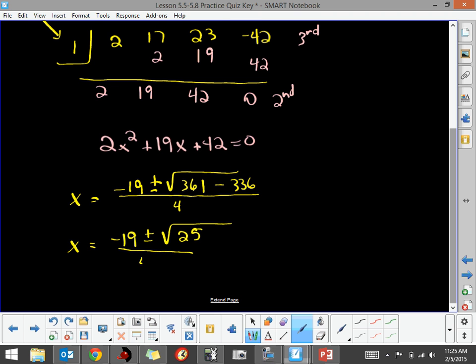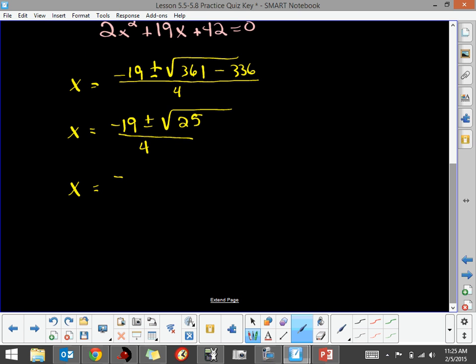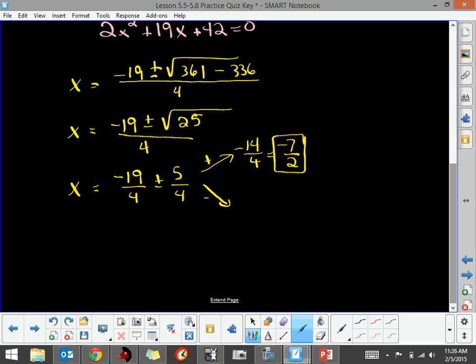That's all over 4. We still are working on simplifying, so we want to take and split up our division, so it's negative 19 fourths plus or minus 5 fourths. Square root of 25 is 5. And now we've got 2 calculations that we have to do, one with the plus and one with the minus. So negative 19 plus 5 would be a negative 14 fourths, which reduces down to negative 7 halves. There's one of my zeros that I needed. Then we also want to do the subtraction one, so negative 19 minus 5, which would be a negative 24 fourths, which gives us a 0 of negative 6. So those are my other 2 zeros.